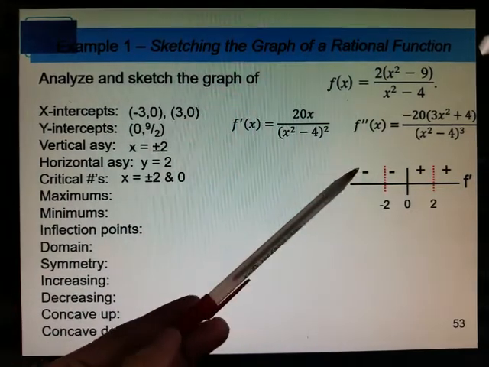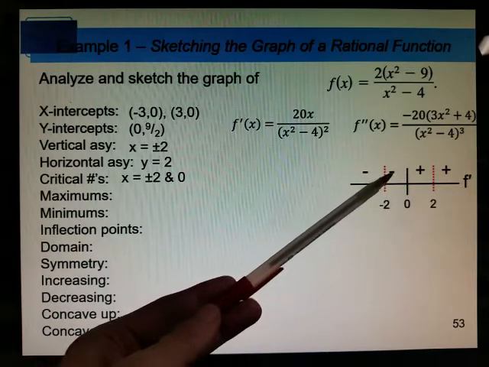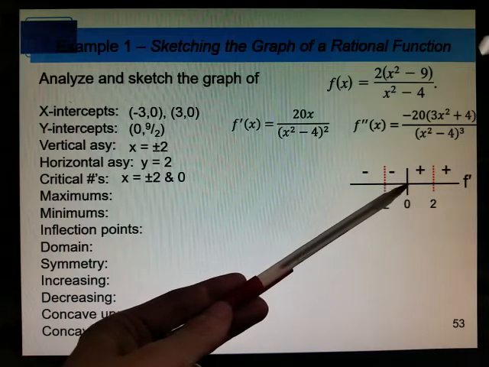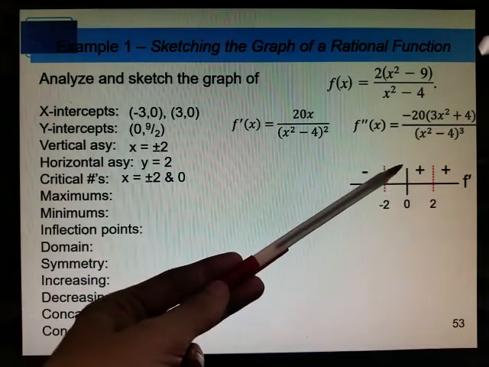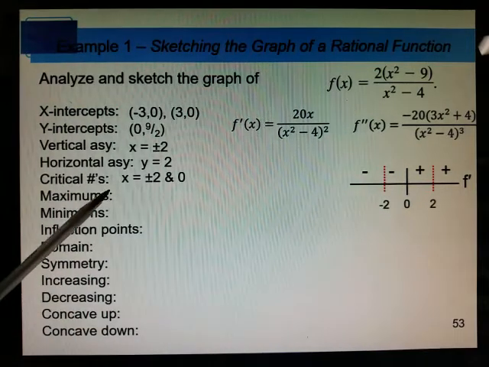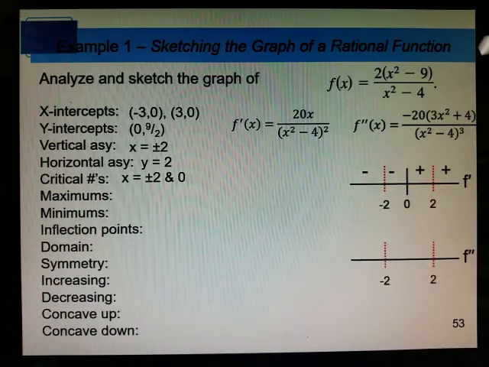So this tells me my graph is decreasing, decreasing, increasing, increasing. Here's the only place I have either a max or a min. And since it's decreasing then increasing, there's going to be a minimum at x equals 0. I have no maximums, but I have a minimum at x equals 0.